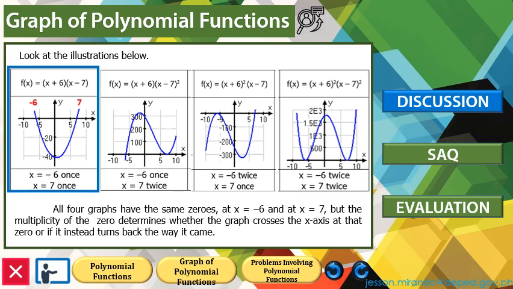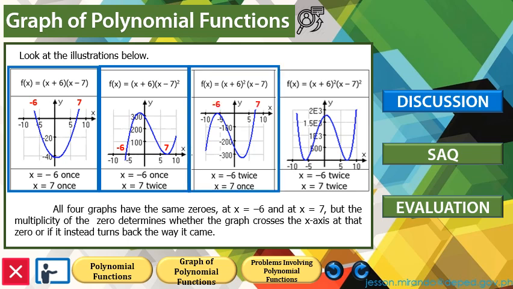For the first figure, the roots -6 and 7 appear only once, so it crosses the x-axis. For the second figure, notice that the root or zero of 7 occurs twice. Multiplicity 2, that is why it cannot cross the x-axis. For the third figure, the root or zero of -6 occurs twice. Multiplicity 2, that is why it cannot cross the x-axis. For the last figure, -6 and 7 have even multiplicity, which is 2. That is why the graph turns back and cannot cross the x-axis.